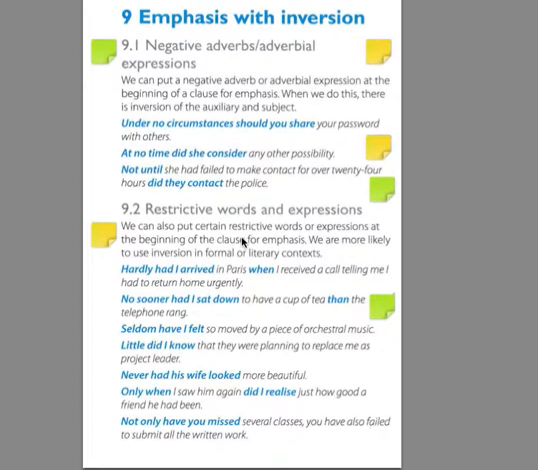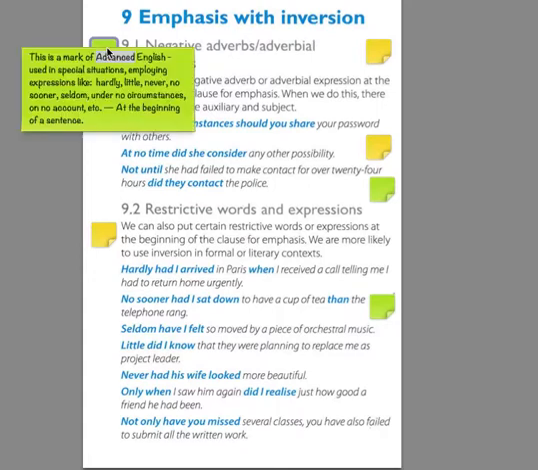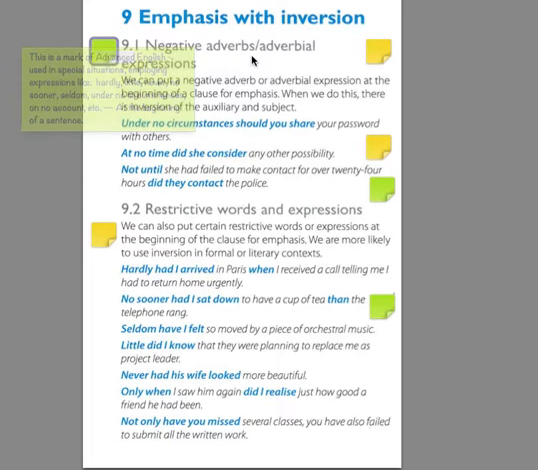Okay, let's begin. Inversion. We look for inversion in speakers of advanced English because it's quite sophisticated. We use it in special situations, and it incorporates expressions like hardly, little, never, no sooner, seldom, under no circumstances, on no account, and so on. We put these expressions at the beginning of a sentence. When we do this, it creates emphasis and, furthermore, an inversion of the auxiliary and the subject.